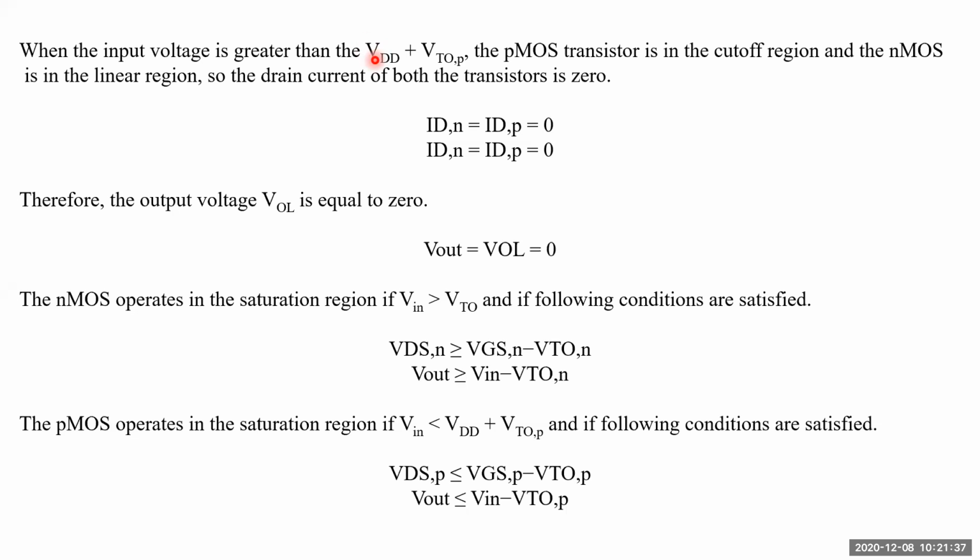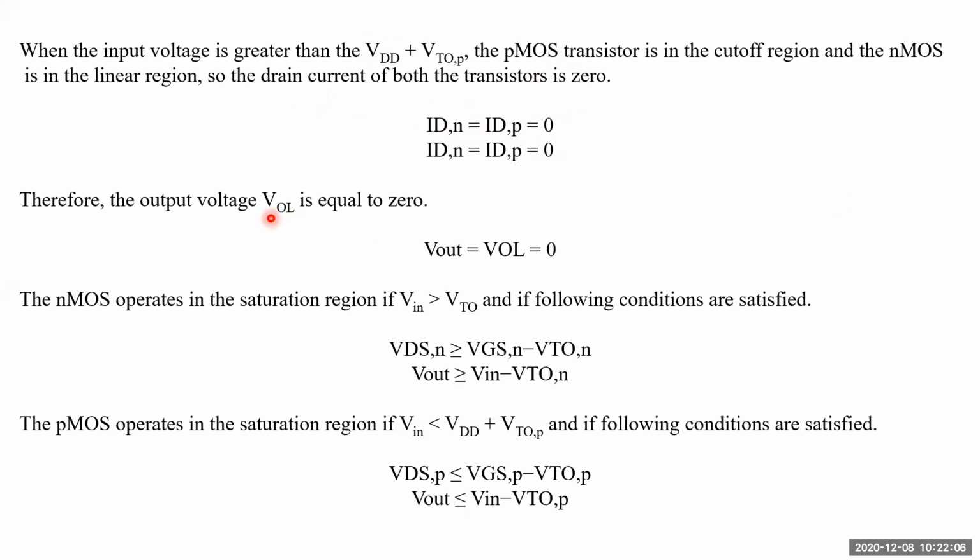Whenever you supply this kind of voltage as an input voltage, the PMOS will enter into the cutoff region, whereas the NMOS transistor will be in the linear region, that is the operative region. Therefore, if this is the state, now let us see the drain currents. Here in this situation also, in the initial phase, the drain currents of these two transistors will be equal to zero.